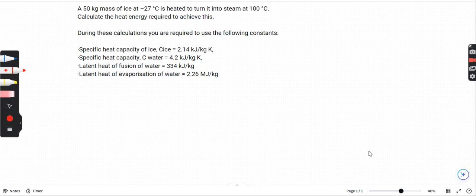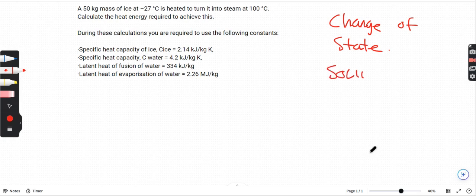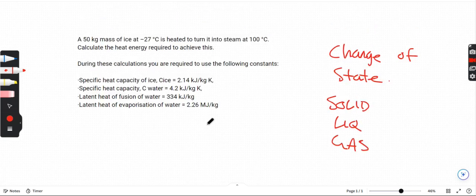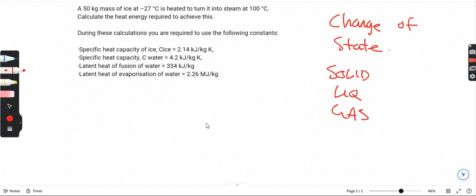This question is about change of state. This one we go in. So it's going to be solid, liquid, and gas. Okay. So we've done a bit in class before, but this one we've got to work out.